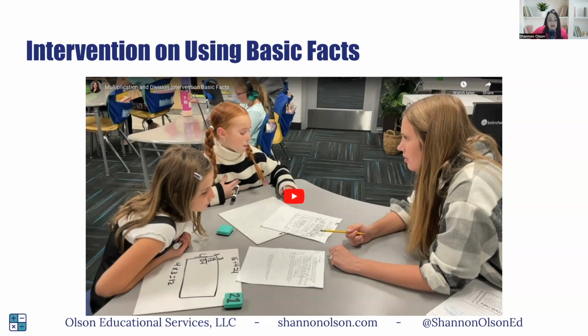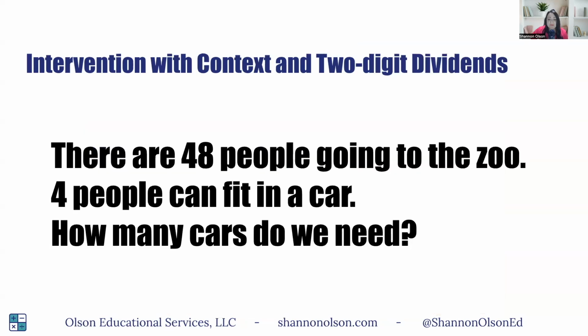Let's go ahead and look at another example. So we're looking at intervention with context and 2-digit dividends. So this is the problem that was presented. 48 people going to the zoo. 4 people can fit in a car. How many cars do we need? And let's watch that video.